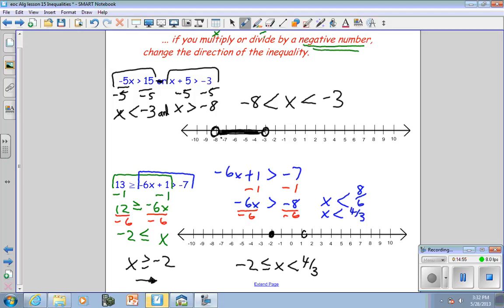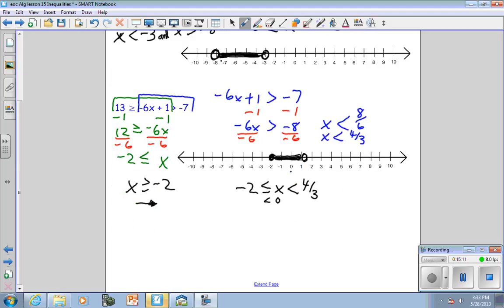That's going to be an open circle, and that's going to be smaller, so I'm going to shade everything between the two. You can actually think to yourself, if you pick the number 0, 0 is greater than or equal to -2, and 0 is also less than 4/3, so that checks also.